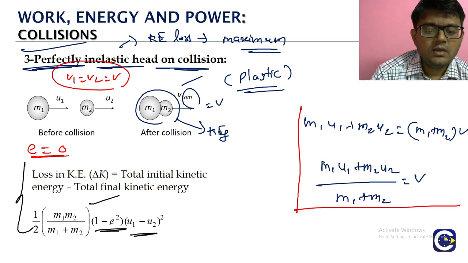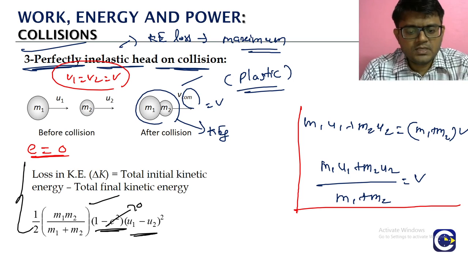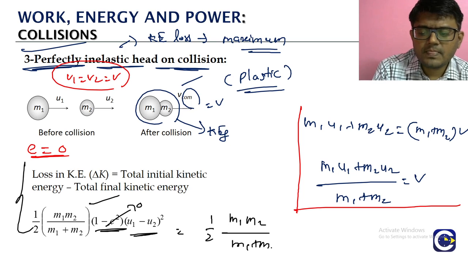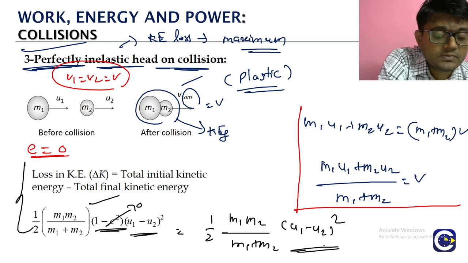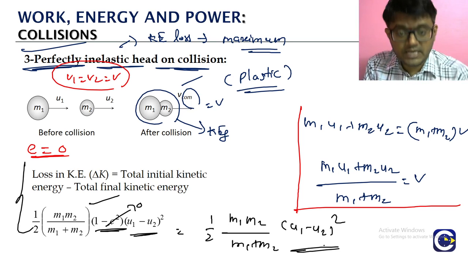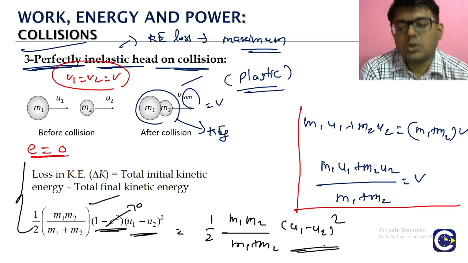Here, if we just make e equal to 0, that is what is our perfectly inelastic collision. See what we get when e is 0. Half times m1 m2 by m1 plus m2 into u1 minus u2 the whole square. This is the formula, and you can remember this.